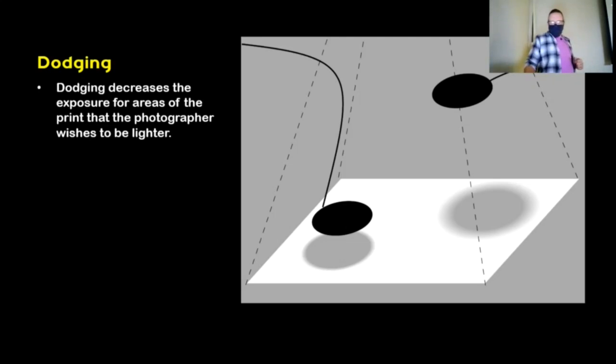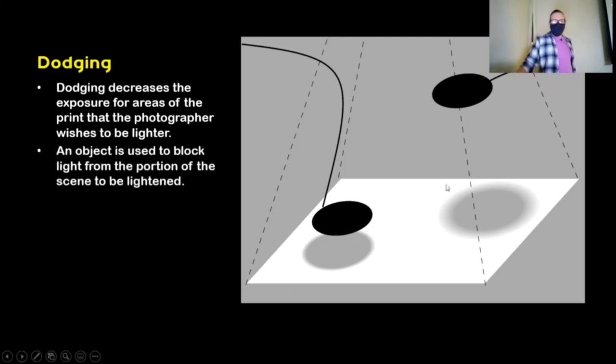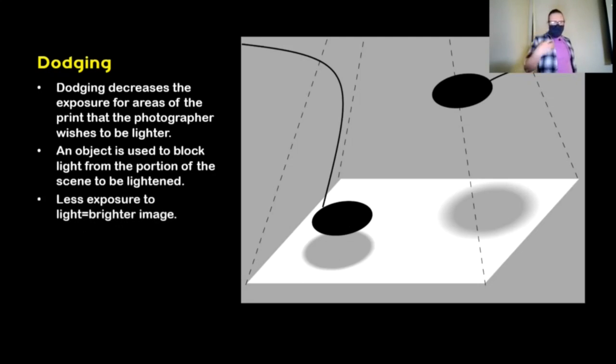So you'll have an object. It's usually kind of lollipop shaped, that you hold over the portion of your photograph that you want to be lightened, and then you make your exposure to it. And since you're getting less light in that area, you're going to get a brighter image. But the lollipop allows you to just dodge a particular area for a particular amount of time.